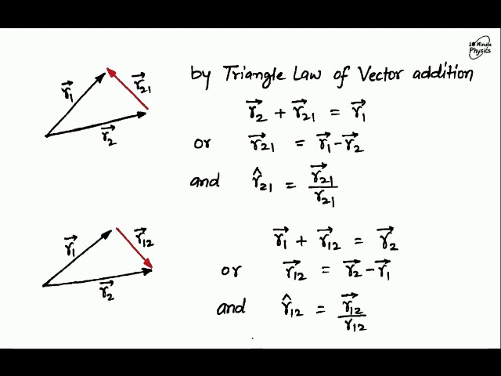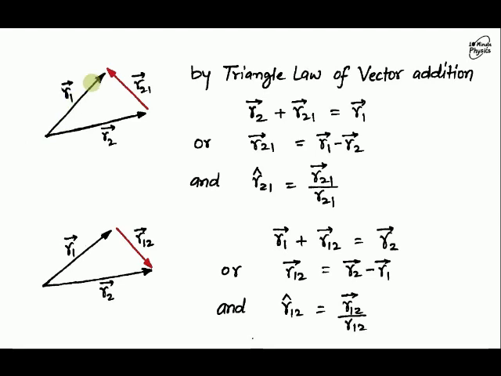If there are three vectors and if two vectors are along the same direction, then the third vector which closes the two vectors gives the resultant vector. This is the triangle law of vector addition. I think you have studied this. So now here R2 and R21 are along the same direction. So we can take R2 plus R21 is equal to the resultant vector R1.